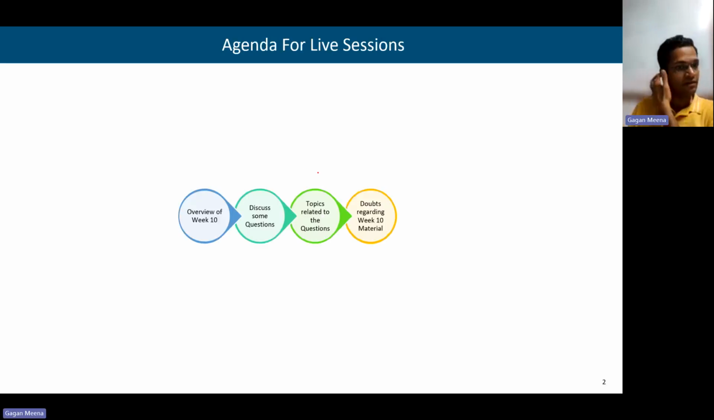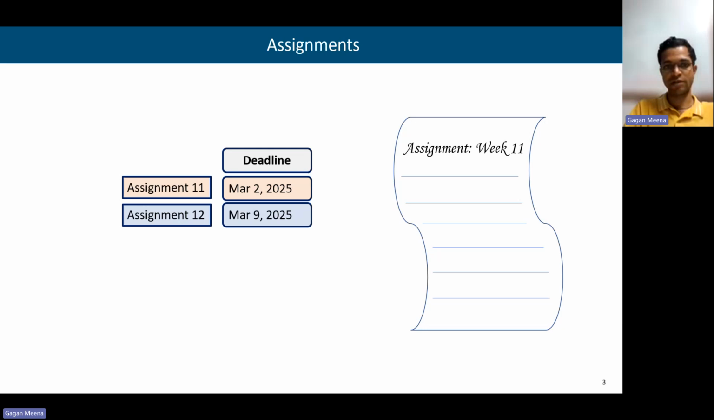This will be the agenda for today's live session, and this is the same which we have been following in the previous weeks as well. First of all, we will go through the overview of week 10 and then we will discuss some questions. In between, we can also take up some topics related to the questions and discuss them in further detail. And then in between and after the session, you can ask the doubts.